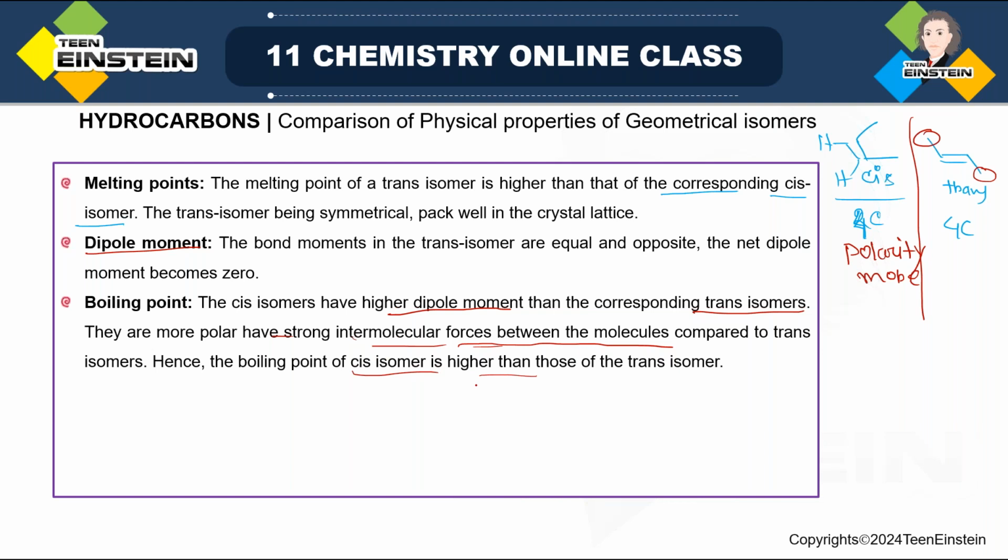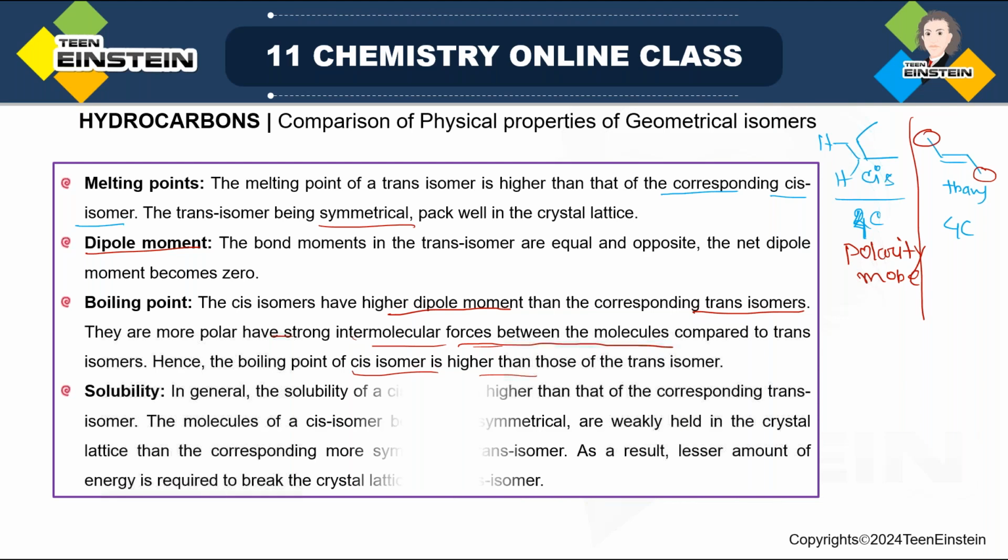Okay. So by this logic, we can compare boiling point of cis and trans, but when it is melting point, you have to consider in which case you are having a more symmetrical structure. In that case, trans will be symmetrical and it will have a better crystal lattice, so it will have a higher melting point. So two different types of explanation. One is for melting point, another is for boiling point. In general, the solubility of a cis isomer is higher than that of the corresponding trans isomer.